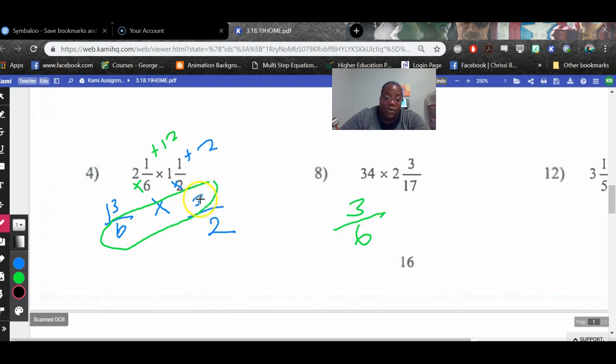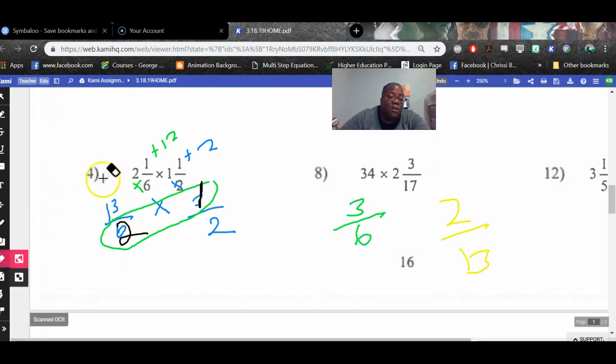How? 3 will go into itself 1 time. And 3 will go into 6 2 times. So I just changed that to a 1 and changed that to a 2. Now my fraction really looks like 13 over 2 times 1 over 2. I can also look the other way diagonally, this way, to see if that 2 and that 13 will reduce. I already know for sure that 2 and 13 will not reduce, so I will leave that one alone.